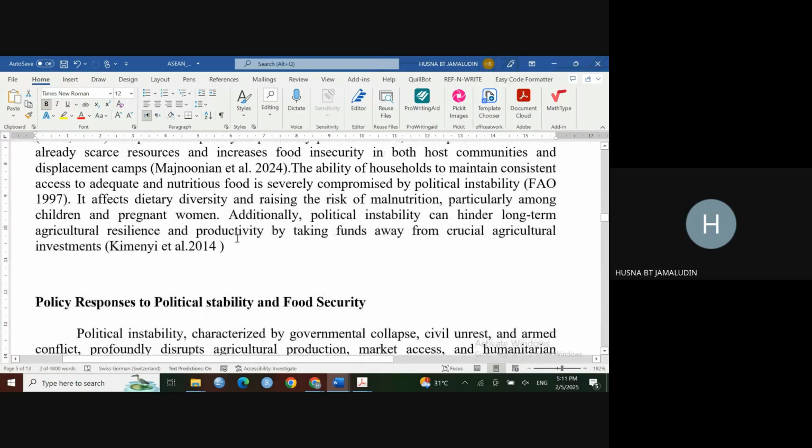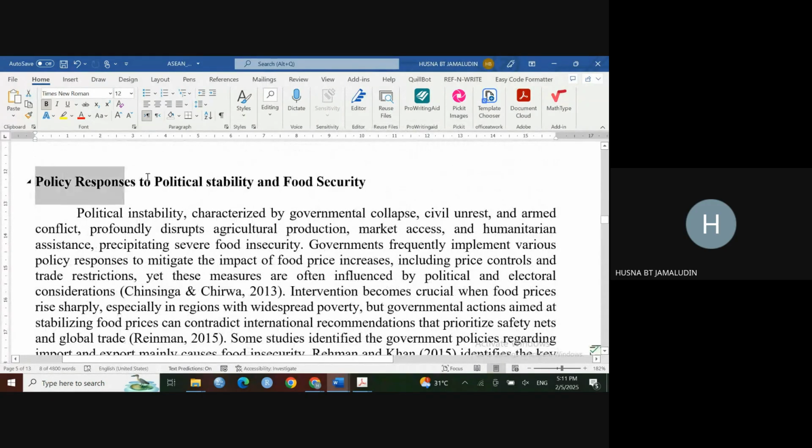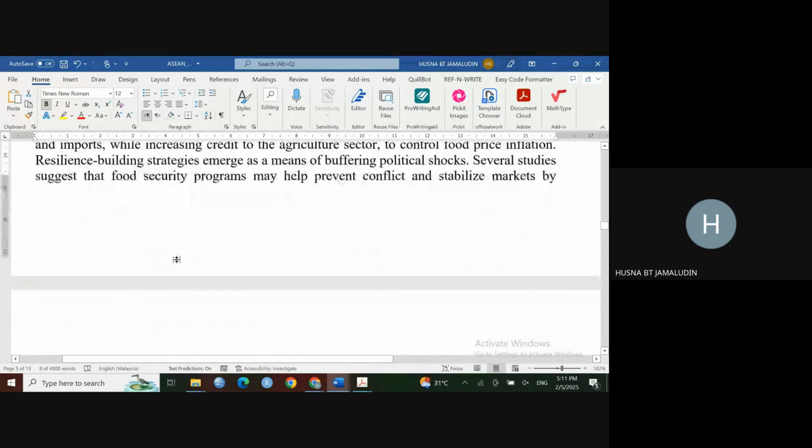And then after that, I want to make sure that your literature review tallies with the objective. The first one tallies with the objective, even though the literature is limited. Second, policy response to political stability. Are you looking at policy response in the objective? No, you're not looking at this. So what is the reason for you to review this heading? Whenever you review something, it is because you want to translate it into your objective, but this has nothing to do with your objective. Can you see that? And then it's a long discussion, but it has nothing to do with your objective.